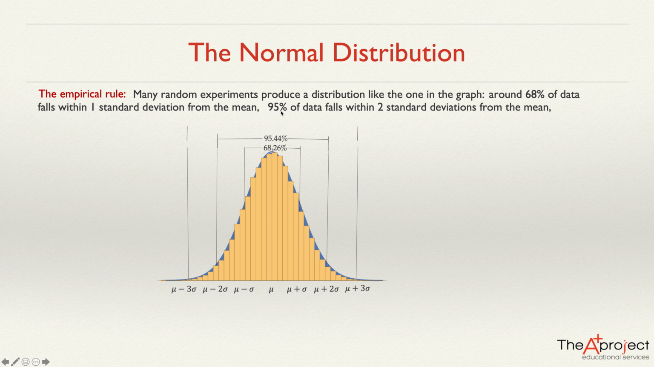And around 95% of the data falls within two standard deviations. So it means that around 95% of the data are between mu minus 2 sigma and mu plus 2 sigma. And finally, almost 100%, almost all the data, are between mu minus 3 sigma and mu plus 3 sigma. So most of the data falls within 3 standard deviations.